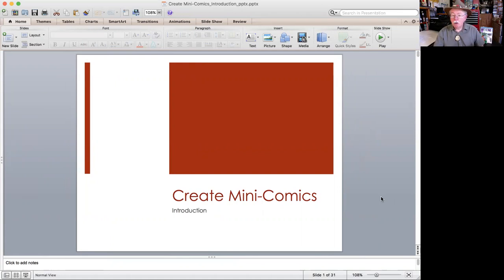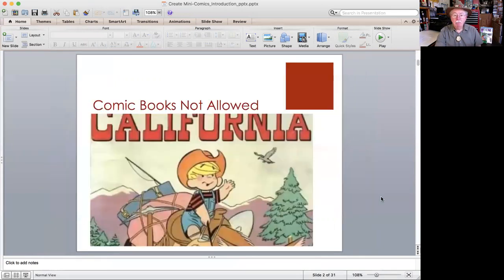Okay, this is the introduction to creating mini comics. Comic books were not allowed in my house when I was growing up. My mother felt that there were more important things to read, like children's literature, books like Treasure Island, or the Just So Stories by Rudyard Kipling, the classic children's literature. And comic books were really not allowed in my house for reasons I'll explain in a little bit.